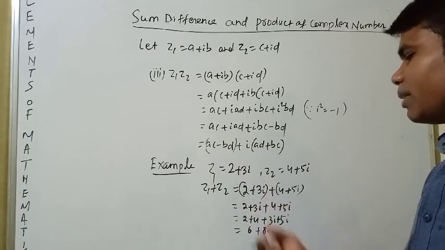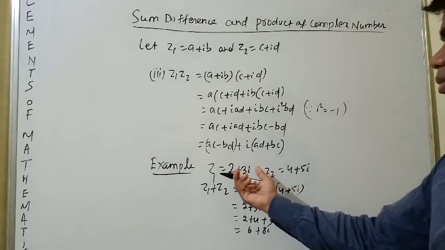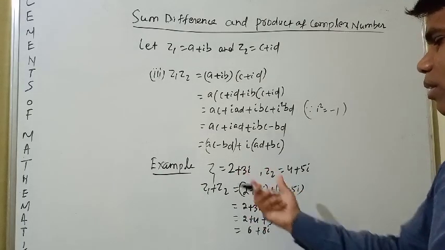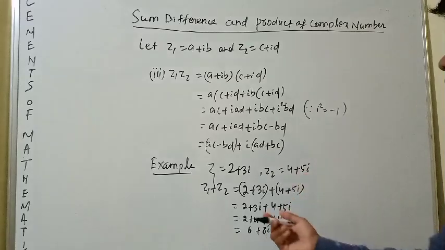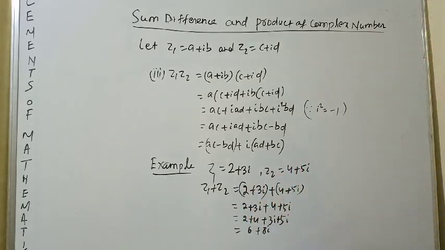Suppose some question is given, Z1 is a plus ib in this form, and Z2 is equal to c plus id in this form, you can add real part with real part and imaginary part with imaginary part.